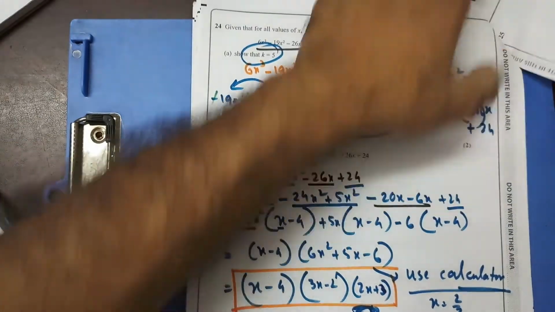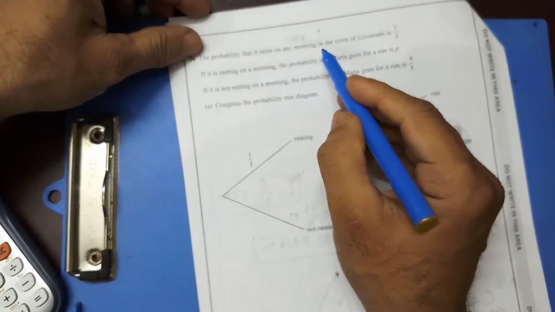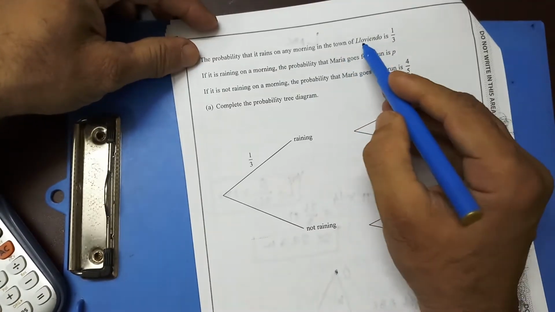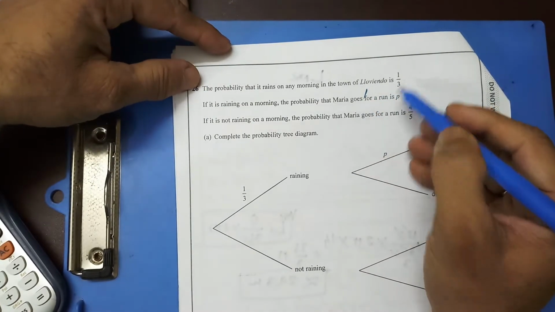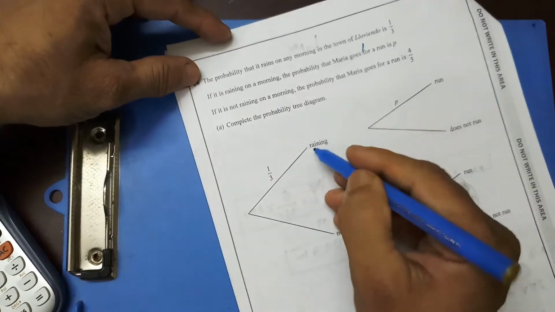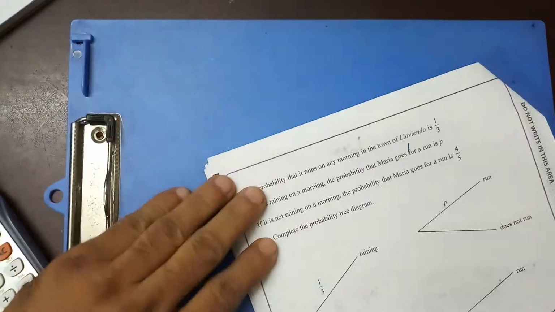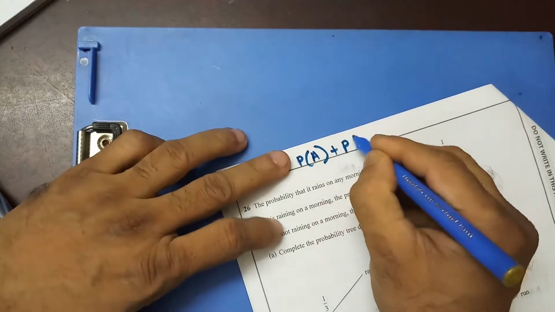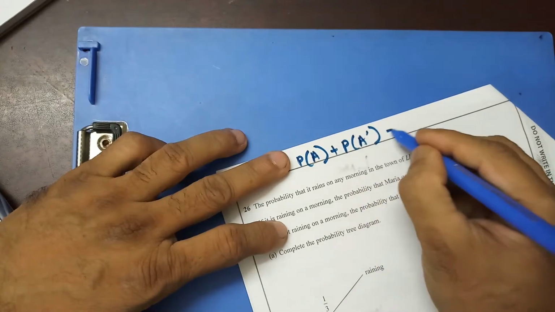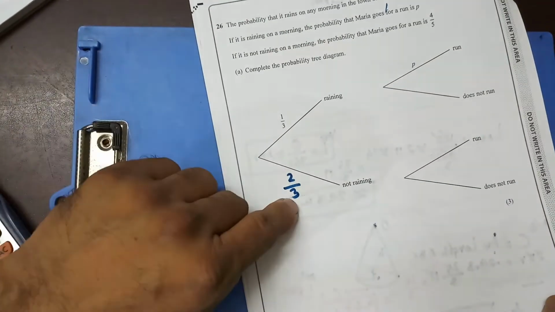It's probability with tree diagram. So this one says the probability that it rains on any morning in the town of, oh, I cannot pronounce that, Loviendo, is 1 by 3 raining. If it's raining, then not raining would be 2 by 3. Why? For an event A happening and not happening, the probabilities add up to 1. So raining and not raining, 1 minus that is going to be not raining.